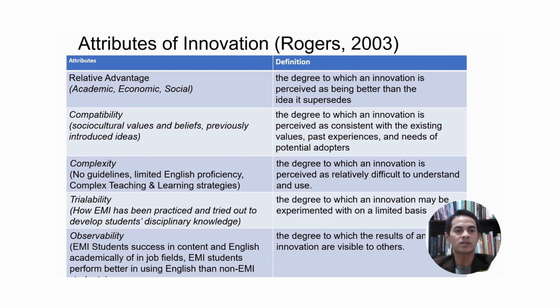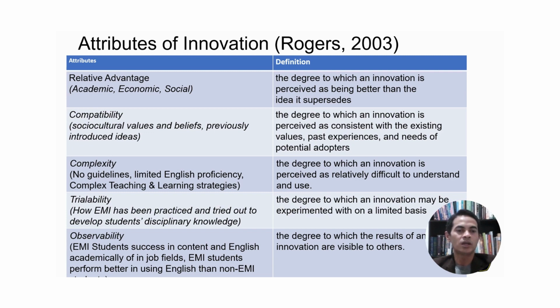The third one is complexity. So EMI may be perceived as a complex innovation because it's relatively difficult to apply or to practice or to understand, for example, because so far there have been maybe no clear guidelines, and students and teachers have limited English proficiency. The fourth one is trialability. So how EMI has been practiced and tried out to develop students' discipline and knowledge. The fifth one is observability.